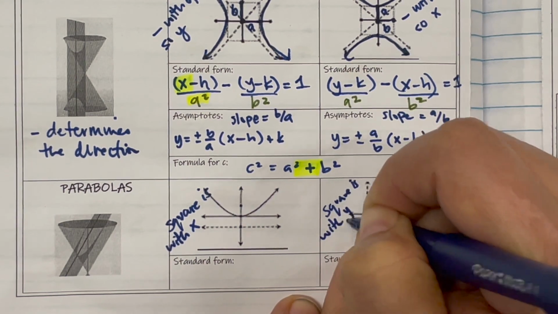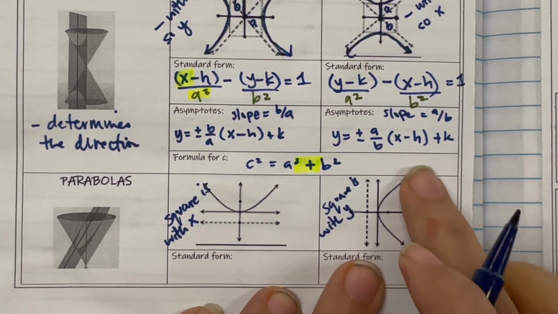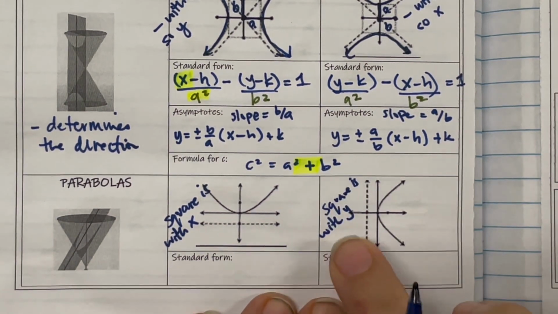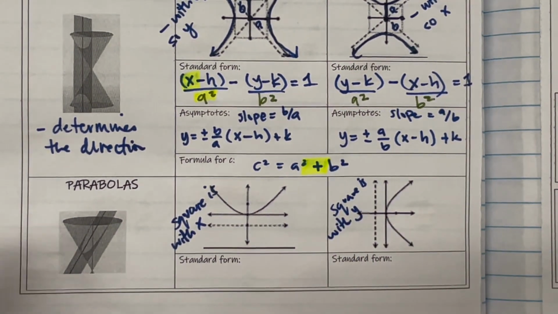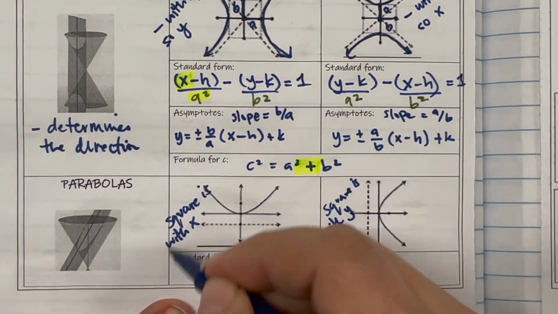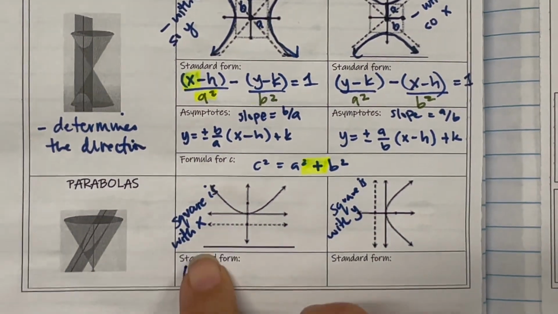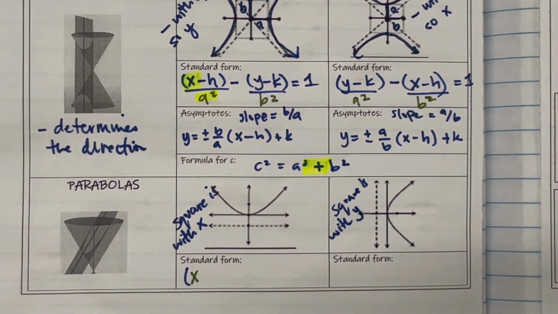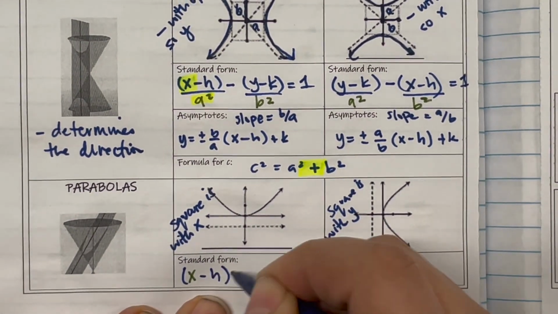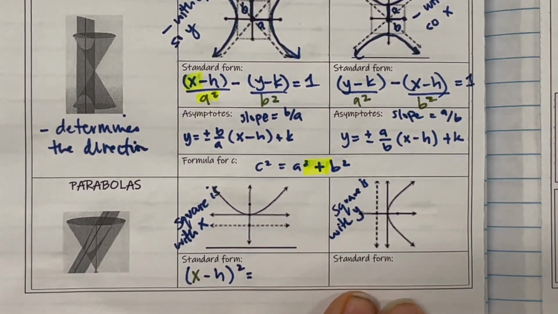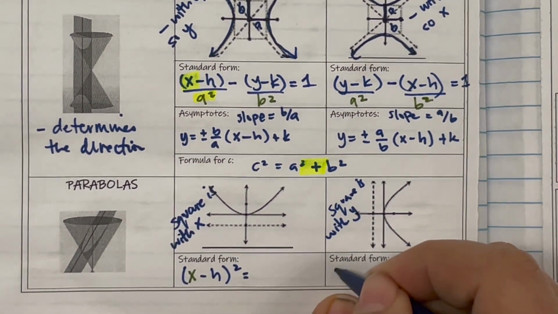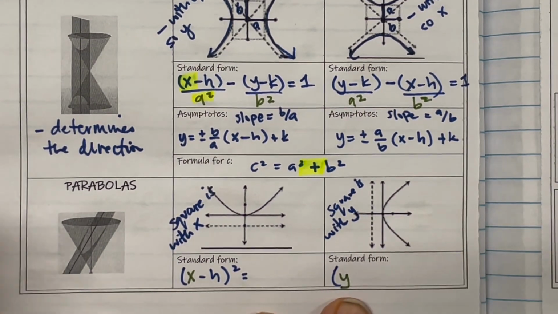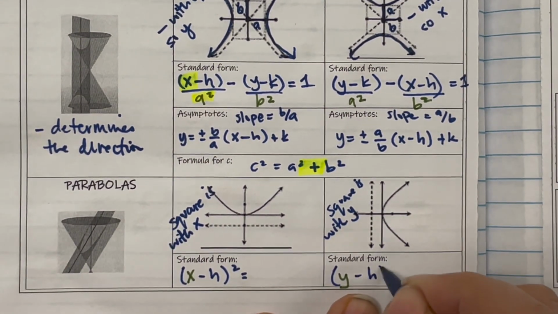So this is not usually something you're used to seeing. If it opens to the right or opens to the left, the square term is with the y, and that's what you look for. So the general form is going to be, since the squared is with the x, I'm going to put that first. So x minus h squared equals, in this case, because the squared term is with the y, it'll be y here, minus h.